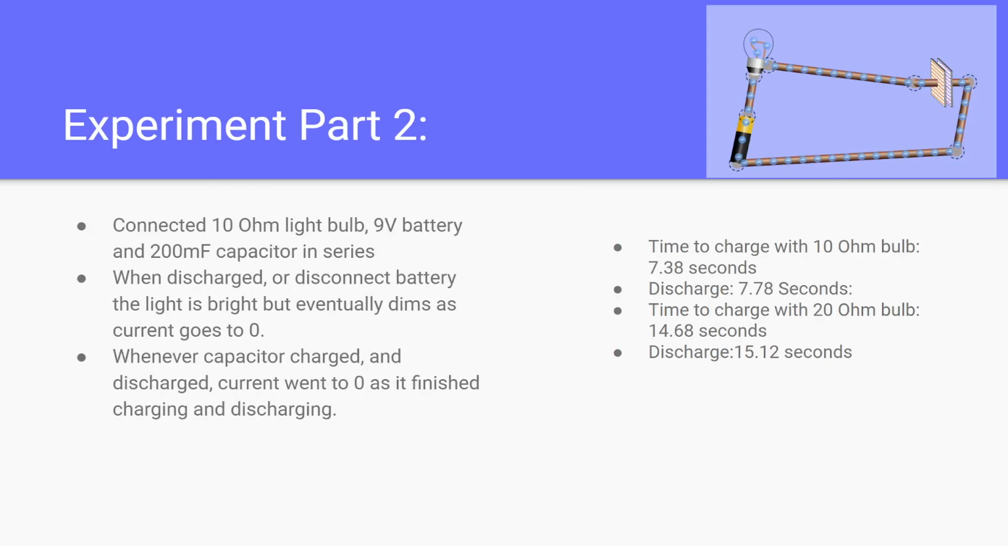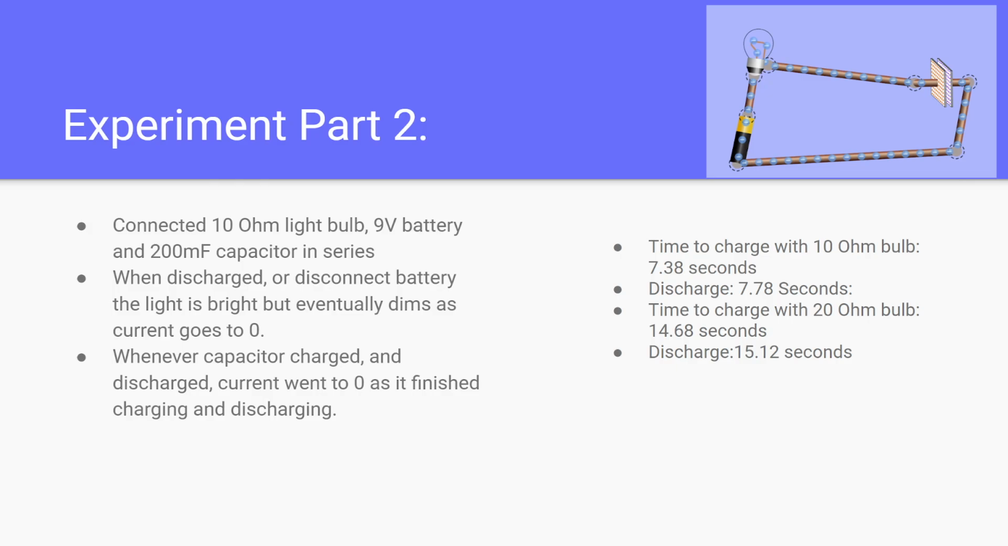Now part 2 of the entire experiment. There's a new circuit. We connected a 100 ohm light bulb, 9 volt battery, and 200 microfarad capacitor in series. When discharging or disconnecting the battery, the light is bright, but eventually dims as the current goes to 0. And whenever the capacitor is charged and discharged, the current goes to 0 as it finishes charging and discharging.